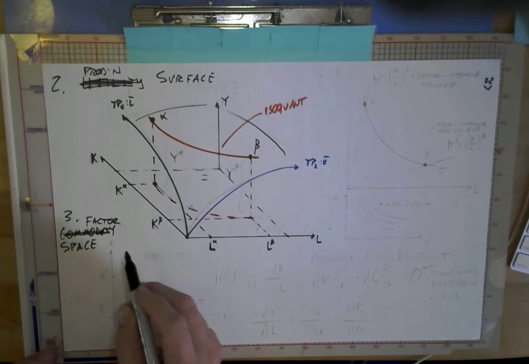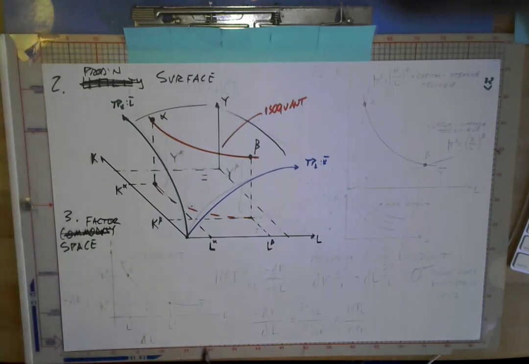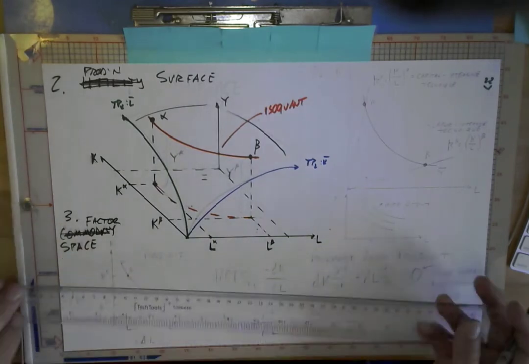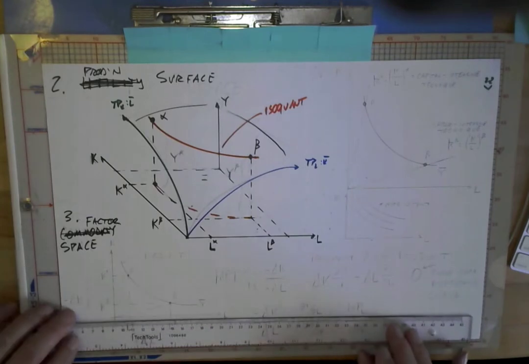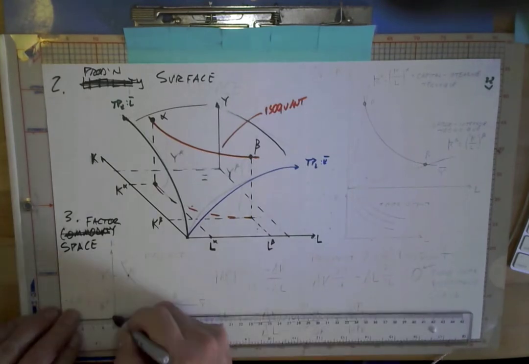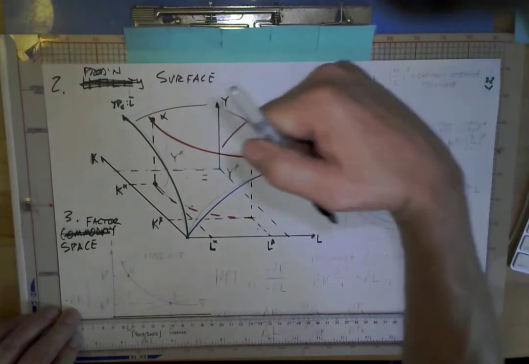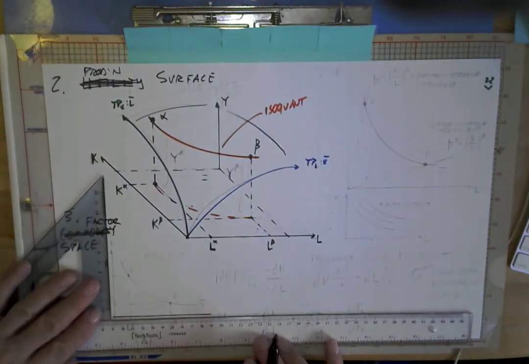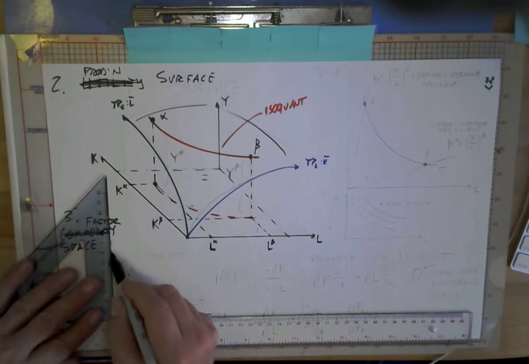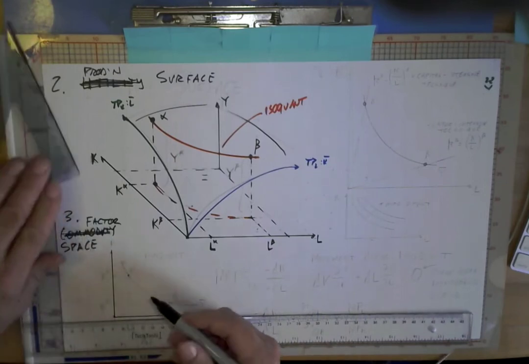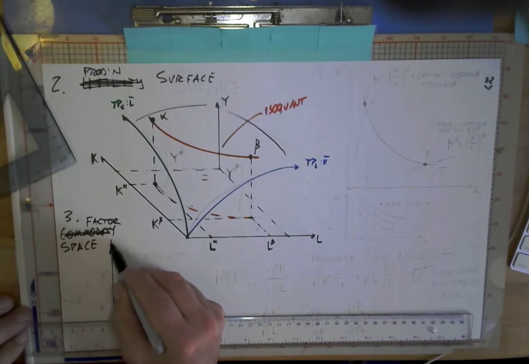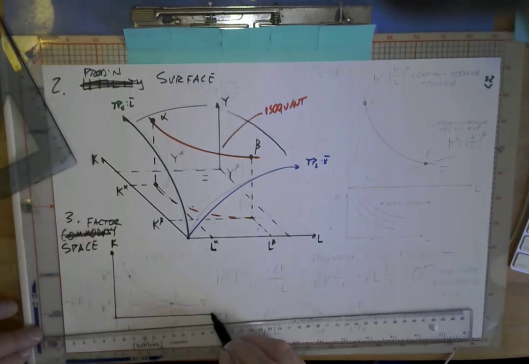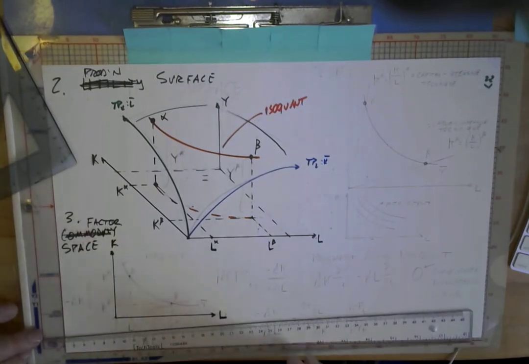So the physical factor space is going to be simply this, all right? The factor space is going to be on the axes. We're going to have the two different quantities of our factor input. It's going to be the top-down view of our production surface. All right, so that's going to be the quantity of labor. That's going to be the quantity of capital. All right, so this is going to be the capital input here. This is going to be the labor input here.